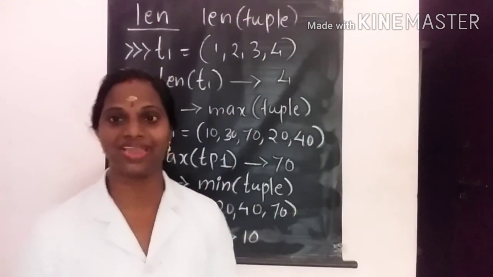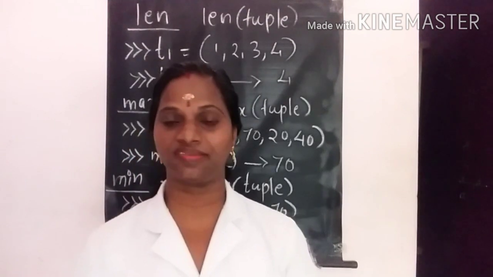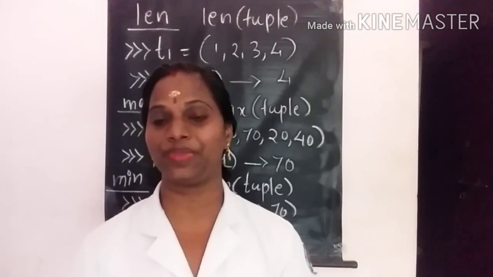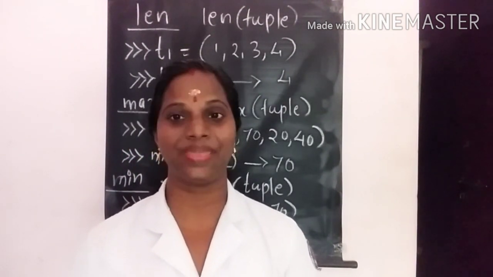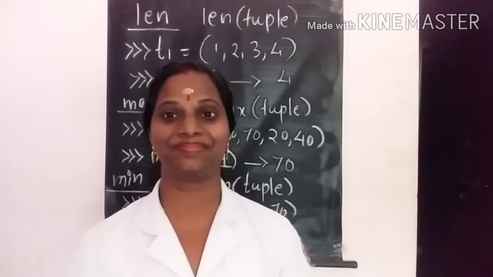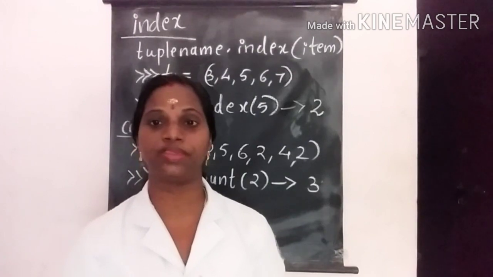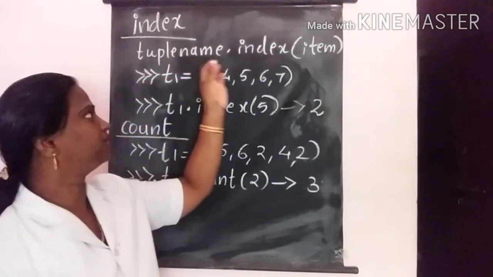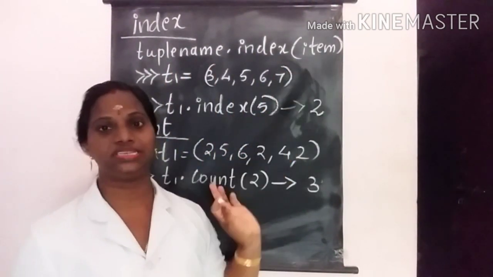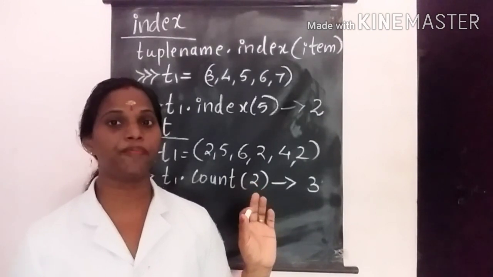len is used to find the length of a tuple. Max is used to find the maximum value and min is used to find the minimum value. Clear? Next one is index operator. Okay, the syntax of index operator is tuple name dot index of item.